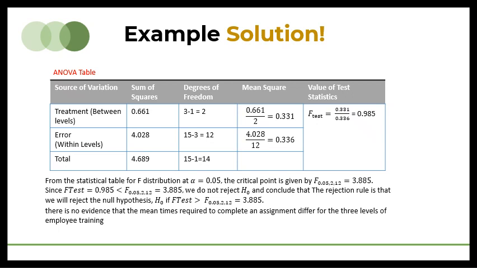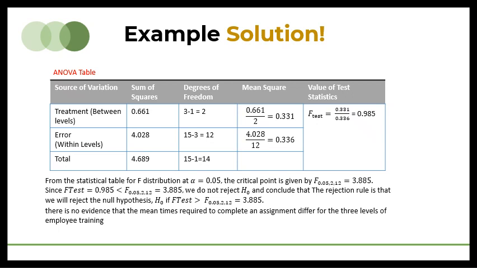And for the mean square, SS treatment divided by 2, which is 0.331, and SSE 4.028 over 12, divided by the degrees of freedom, you will get 0.336. And lastly, we get the value of the F test equal to 0.985, based on the division of 0.331 over 0.336.